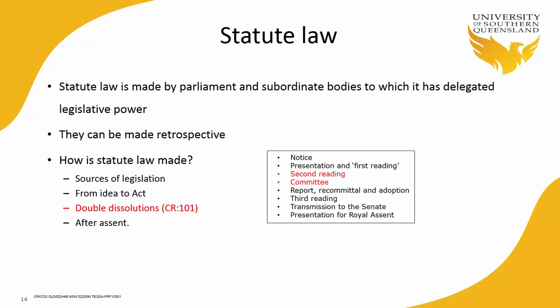Okay, it has taken place 3 times at the federal level in 1914, 1915, and 1974, but a joint sitting followed only in 1974. And the idea of a joint sitting is that if the deadlock continues after the election, the Governor General may call a joint sitting of members of both houses, who then vote together on the proposed law.